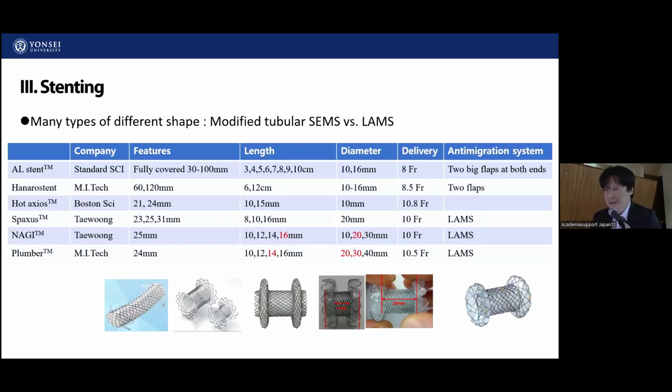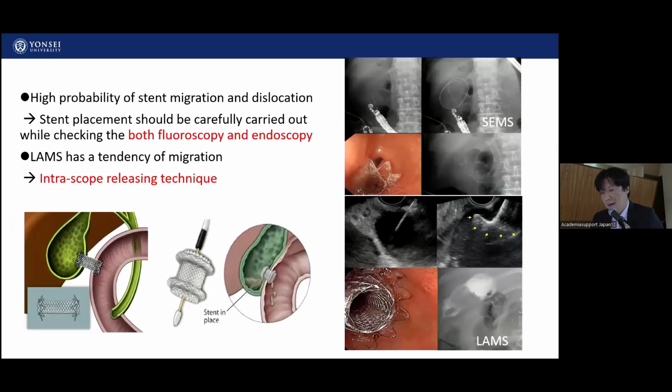The third step is GB stenting. There are many types of different shapes, such as modified tubular SEMS or LAMS. There is a high probability of stent migration and dislocation, and stent placement should be carefully carried out while checking both fluoroscopy and endoscopic view. And because LAMS has a tendency of proximal migration, you should use the intrascope releasing technique for stent deployment.